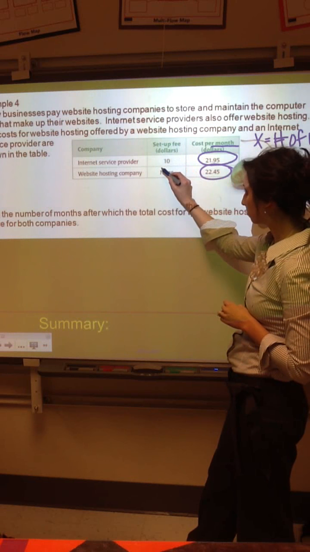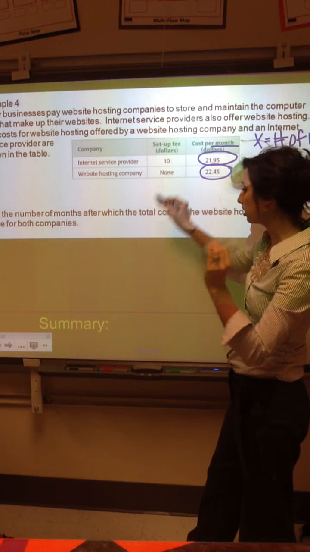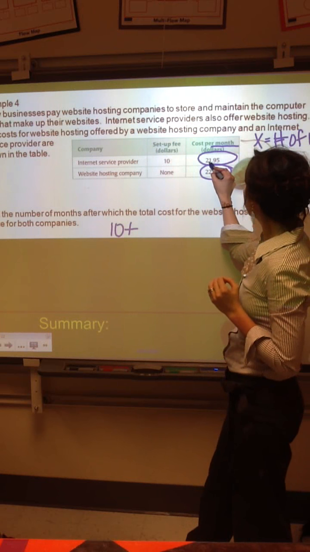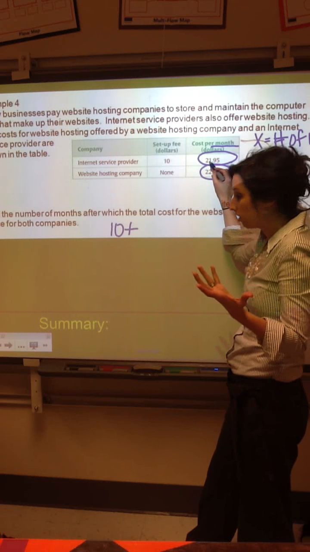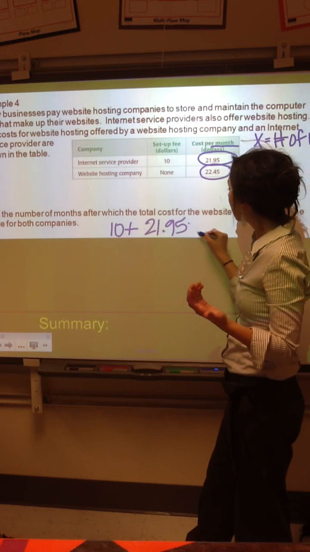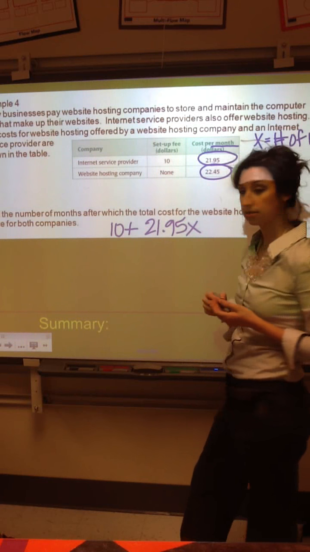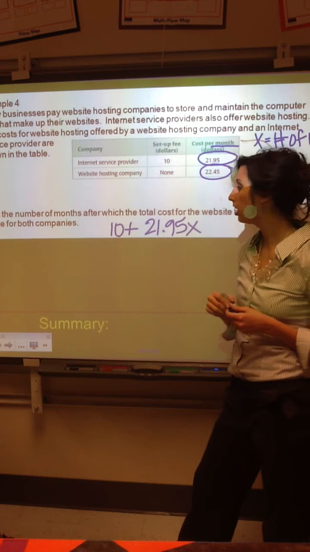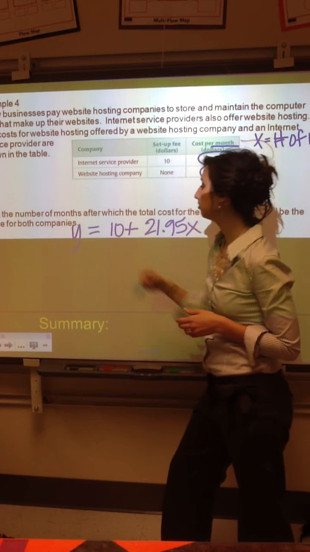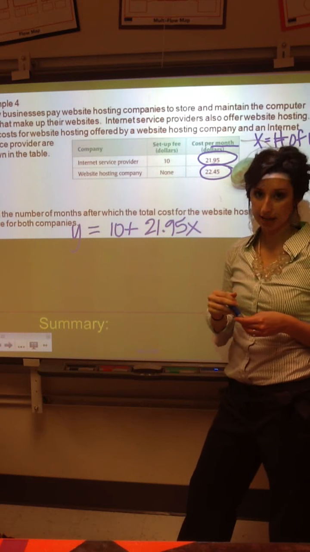I'm going to say, because it's $10 no matter what for this first equation, we're going to have 10 plus whatever the cost is each month. 10 plus $21.95 times the number of months. I don't know how many yet, so it's x. This is my first equation, okay? And let's say all of that is going to be y. Y is 10 plus 21.95 times x, okay?